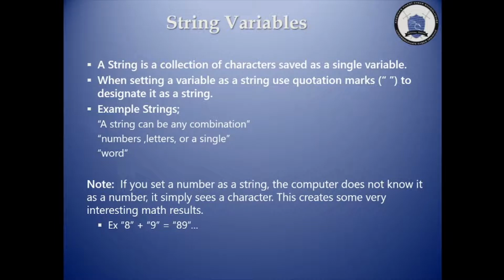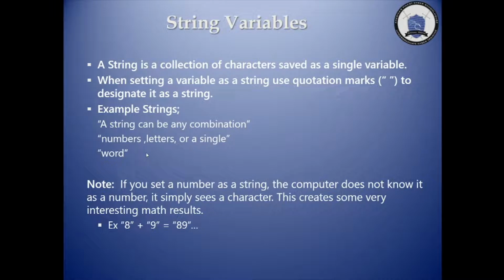Alright, so our next variable type is string variables. A string is a collection of characters saved as a single variable. Strings are designated by quotation marks. This designates a string, which can be any combination. So this is done in quotes. You can have numbers in here, you can have letters, or you can have just a single word.